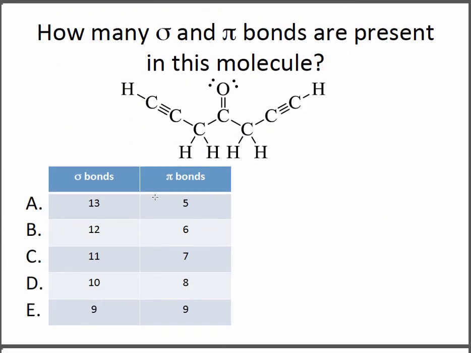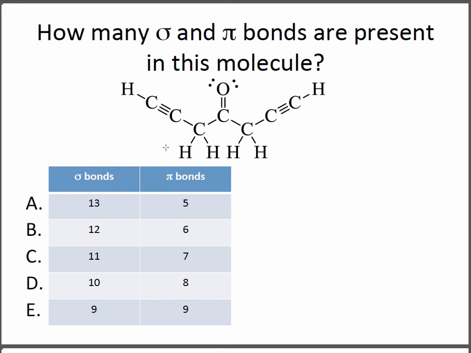Sigma bonds and pi bonds. Have you studied sideways overlap versus direct overlap? A sigma bond is the single bond, or the first of a multiple bond. So, let's see. This is a sigma. One of these is a sigma. Sigma, sigma, sigma, sigma, sigma, sigma, sigma, sigma. One of these is a sigma, and sigma. What do I count? 1, 2, 3, 4, 5, 6, 7, 8, 9, 10, 11, 12, 13-ish. I think it's going to be this one.